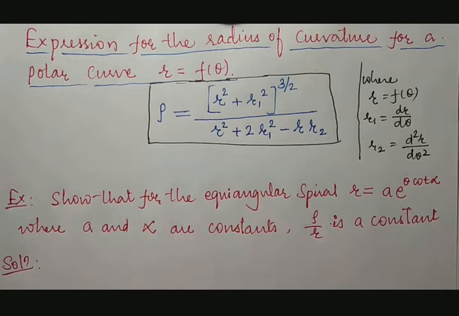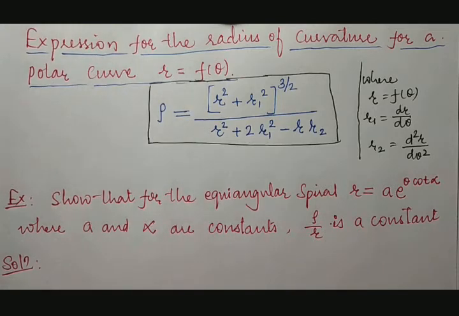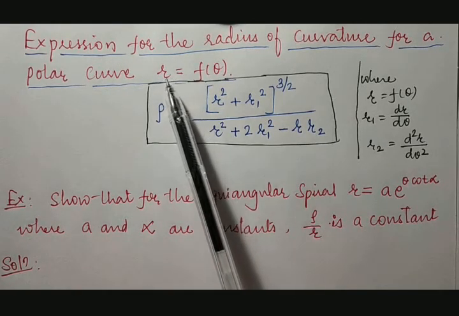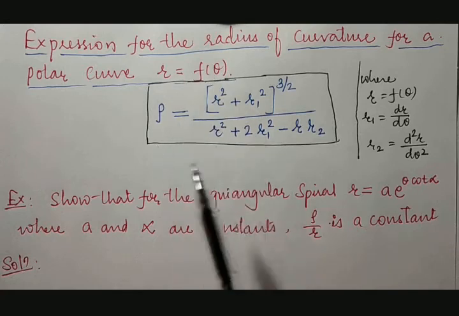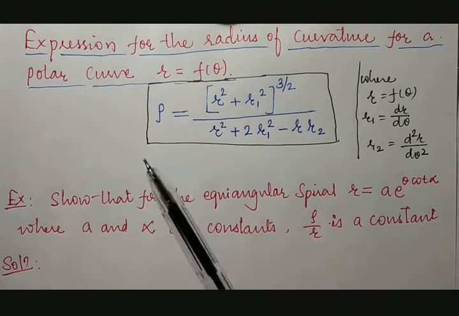In this session, we are going to discuss an example of finding the radius of curvature for a polar curve. You can see here the expression for the radius of curvature in polar form. Polar form means which will be having r and theta. r is equal to f of theta will be the representation for the given curve. What will be the radius of curvature here?